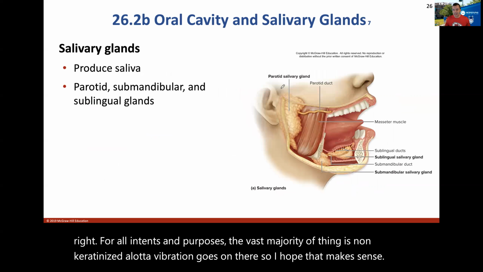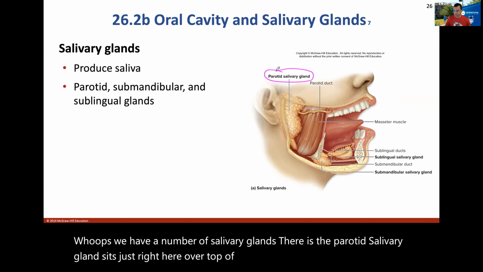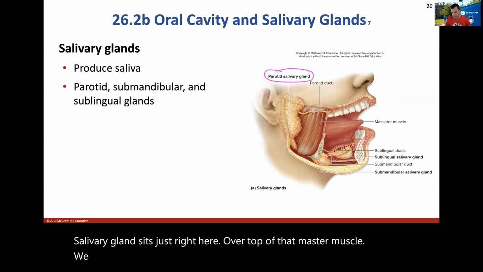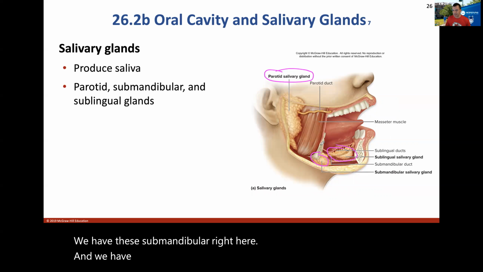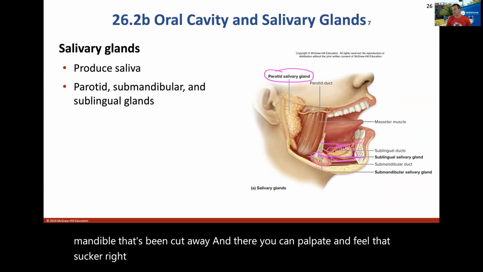We have a number of salivary glands. Here's the parotid salivary gland. Sits just right here over top of that masseter muscle. We have the submandibular right here. And we have the sublingual right there, submandibular, and there's the mandible that's been cut away. And there you can palpate and feel that sucker right there. And then the sublingual is underneath the tongue within the soft tissue.